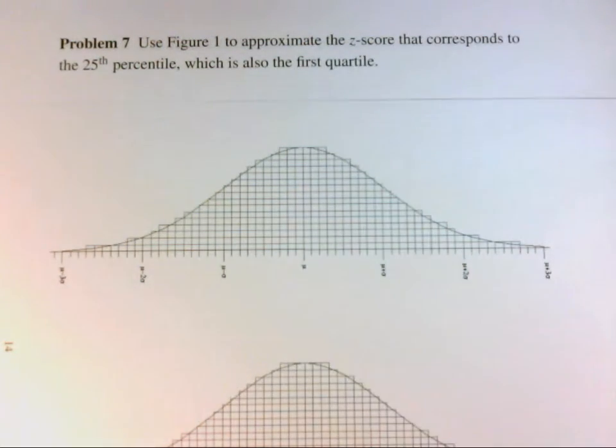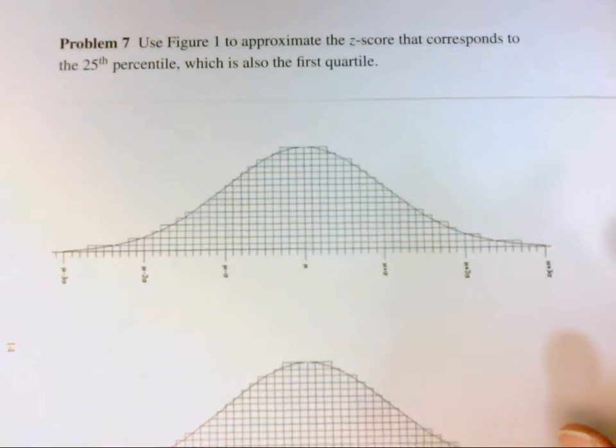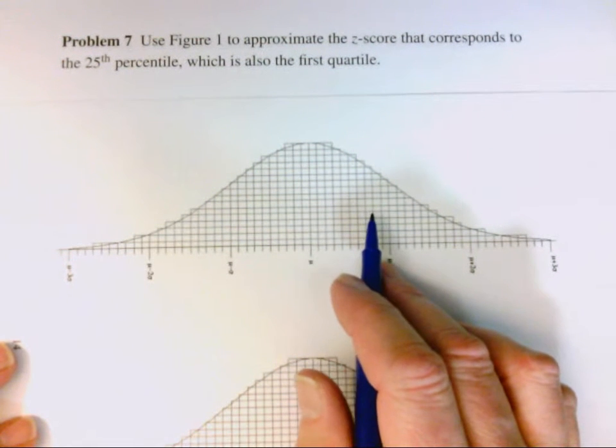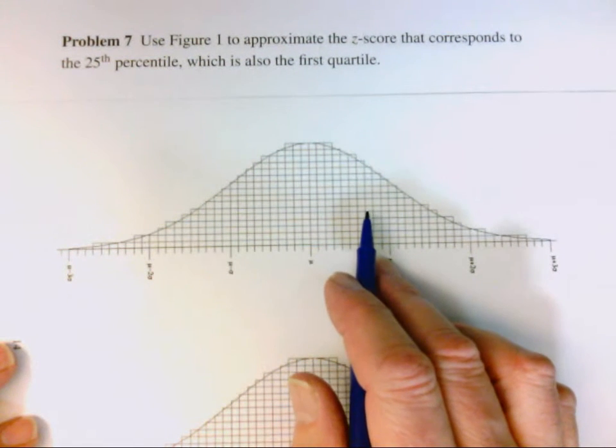Greetings, everyone. We're back, starting again with problem 7. Use figure 1, this figure, to approximate the z-score that corresponds to the 25th percentile.